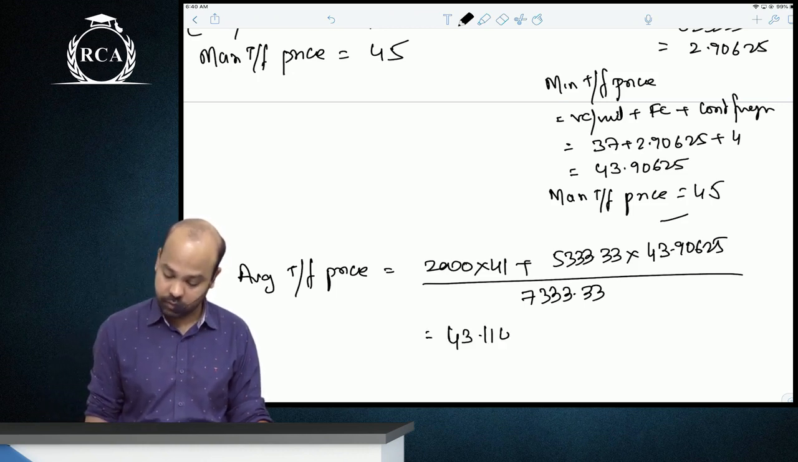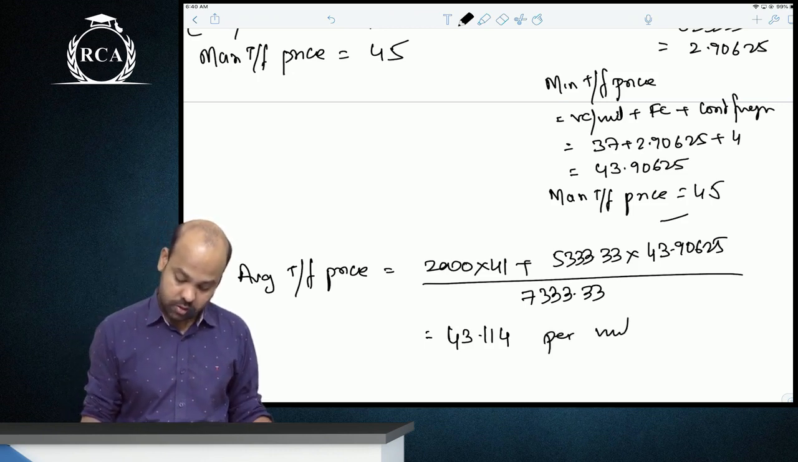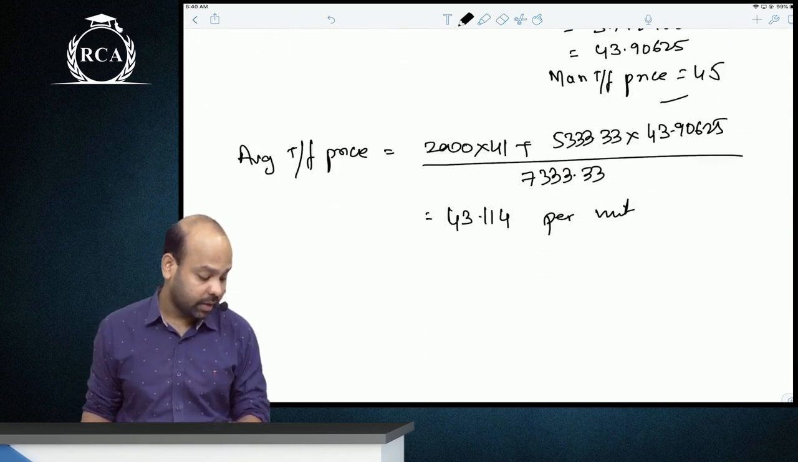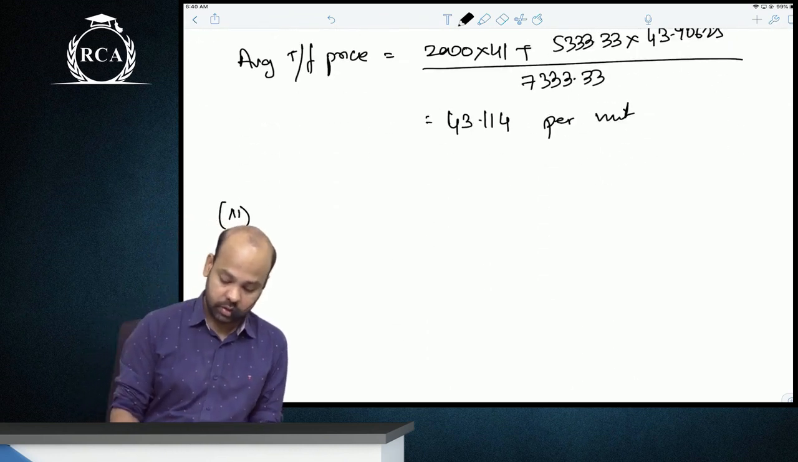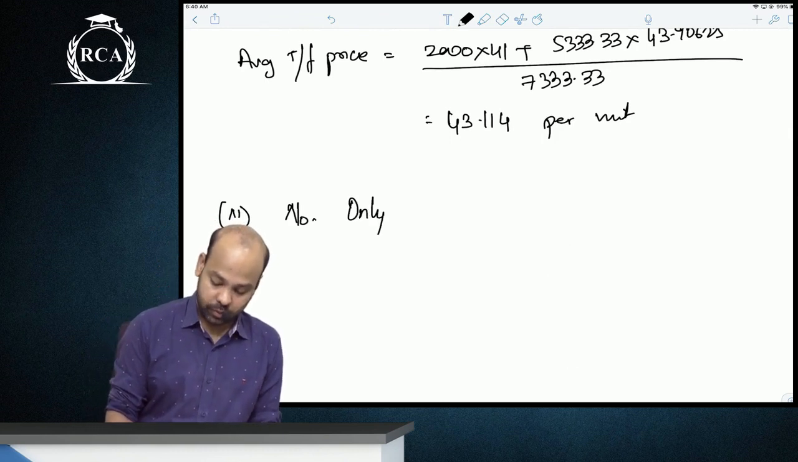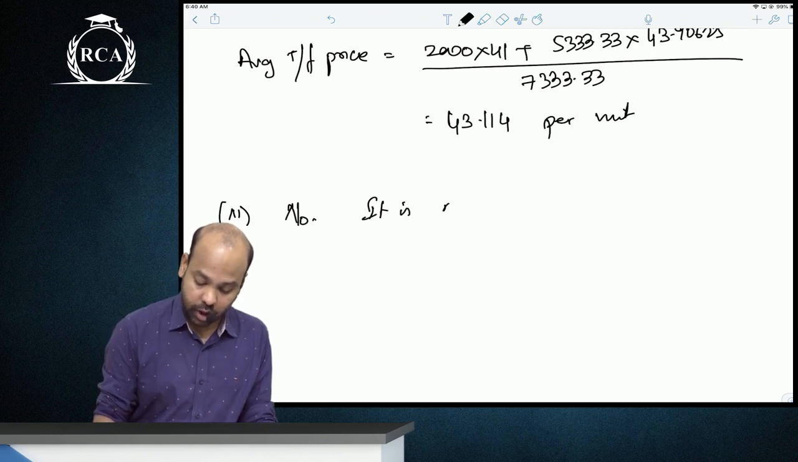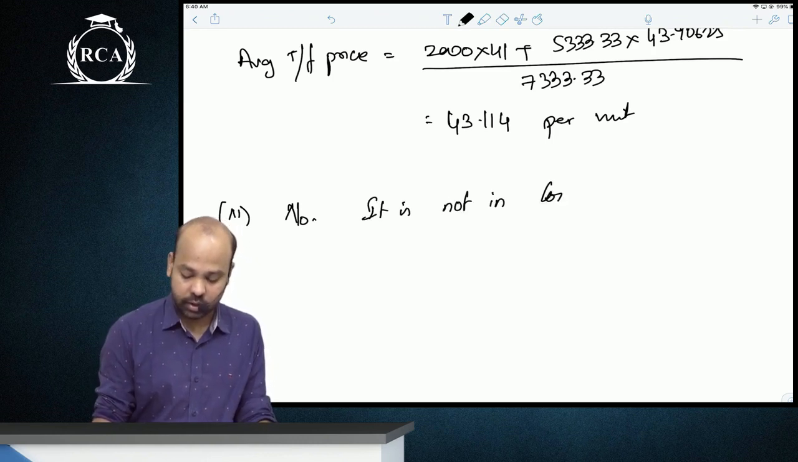43.1136, 114. This is my average transfer price per unit. This is the answer to the second bit, guys. Third bit: is it in the company's interest? No. Full stop. It is not in the company's interest to transfer the entire 20,000 units.